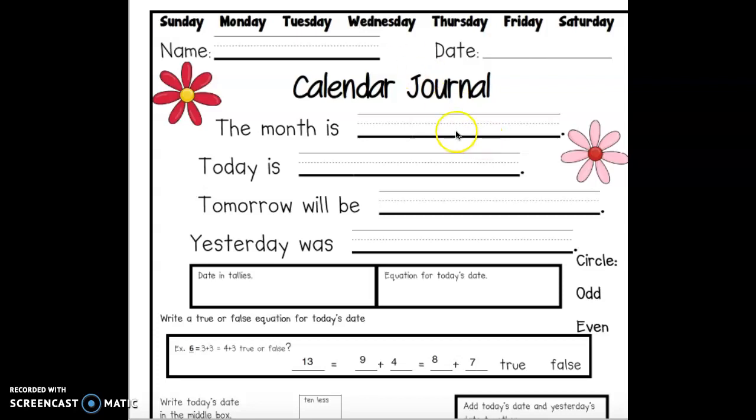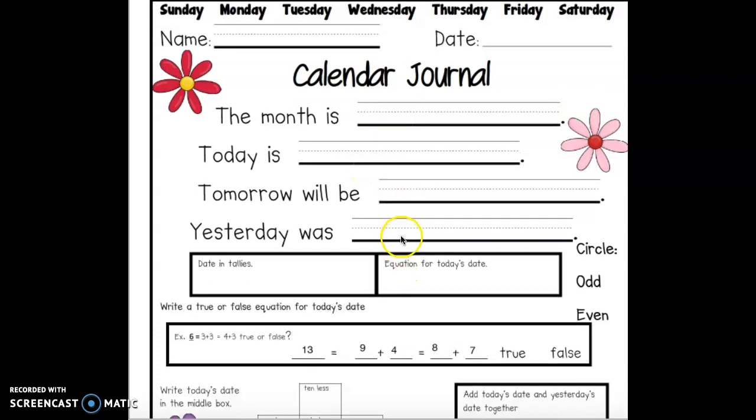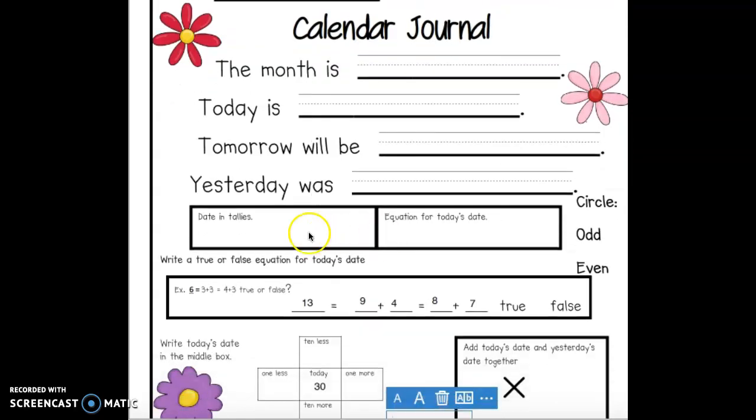All right, then we're going to fill out the first 4 handwriting blanks, the month. Today is, tomorrow will be, and yesterday was. Make sure you show all of these to your parents. You don't necessarily need to send me a picture or anything, but just check this over with a parent.